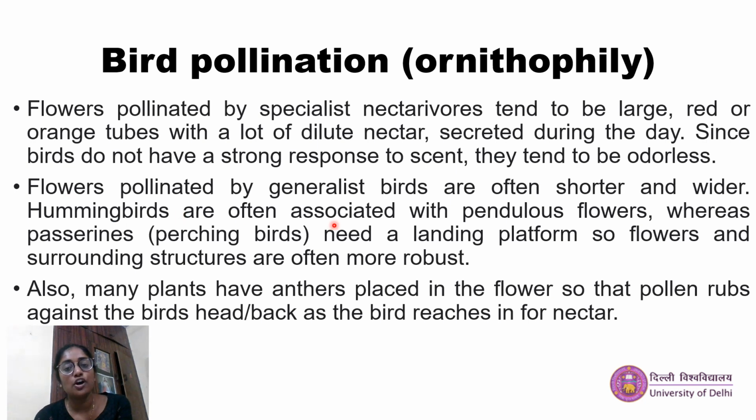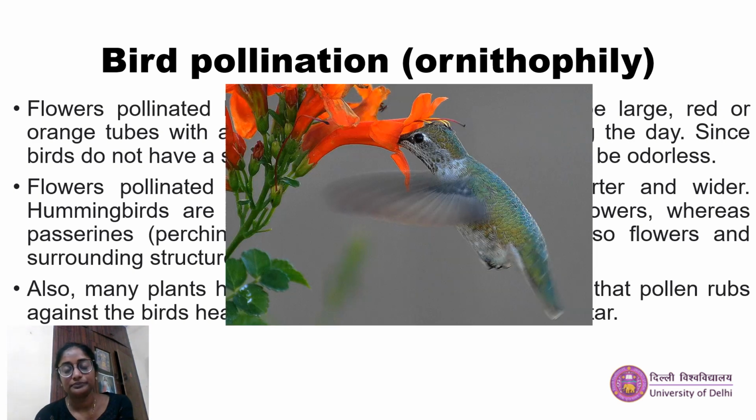So the hummingbirds are often associated with pendulous flowers, whereas the passerines or the perching birds require a platform like the butterfly. So the flowers have protruding structures.